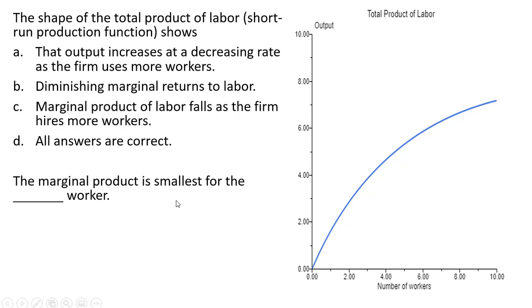The marginal product is smallest for the blank worker: the first worker, fourth worker, 10th worker, or third worker. And it's going to be the 10th worker. Okay, so the 10th worker, where we're getting on the flat of the curve, we're going to have the smallest marginal product of labor.